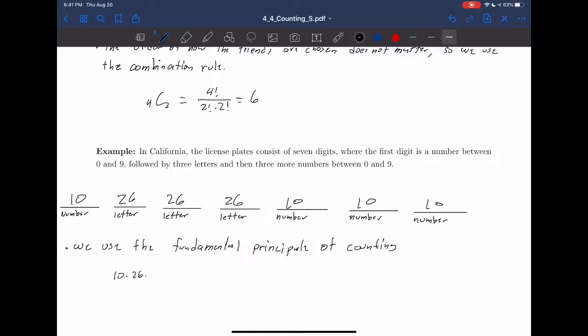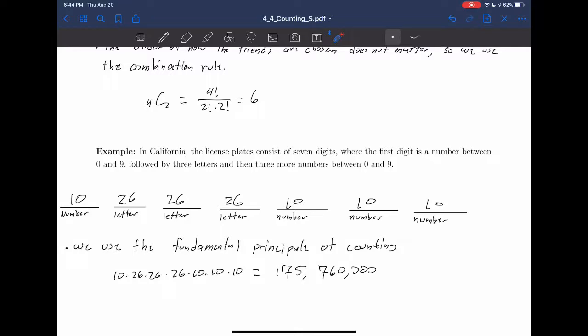So if we multiply these values, we get 175,760,000. And what this number represents is how many different ways we can make a license plate number. So it's a very big number.